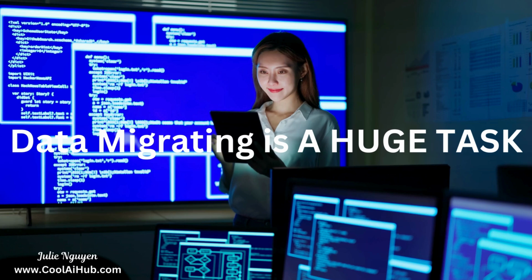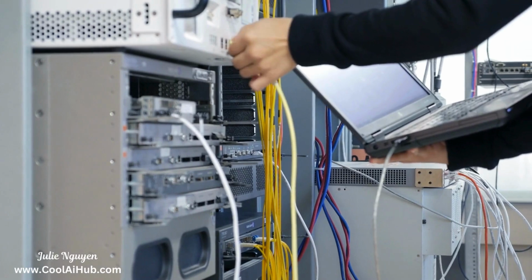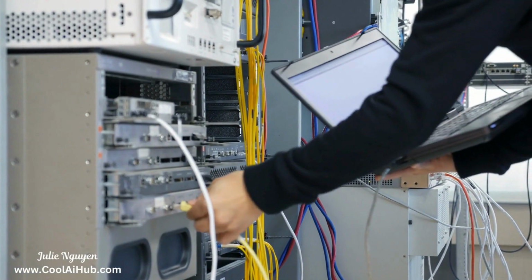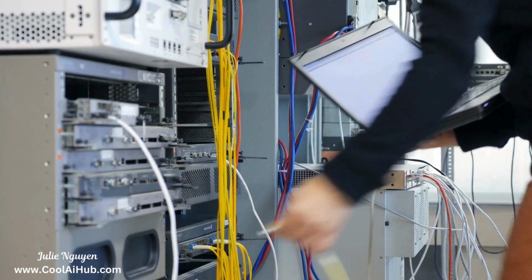Data migration is the process of moving data from one place to another. This could be from one computer system to another. It could also be from one format to another. Data migration is a common task for businesses of all sizes. It is often necessary when upgrading to new systems or consolidating existing ones.